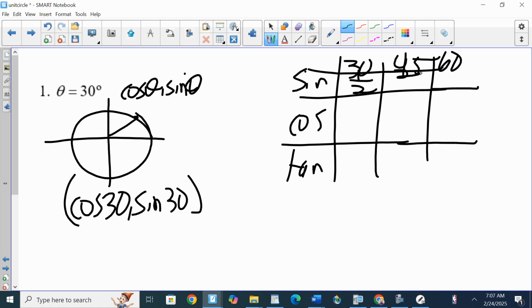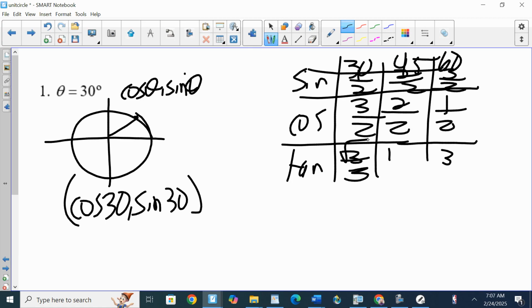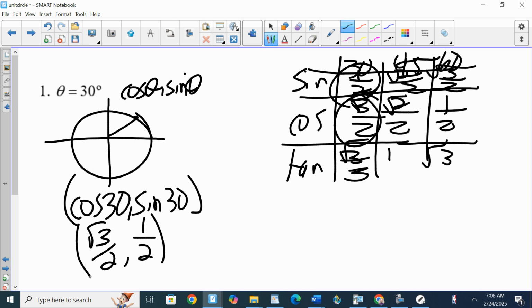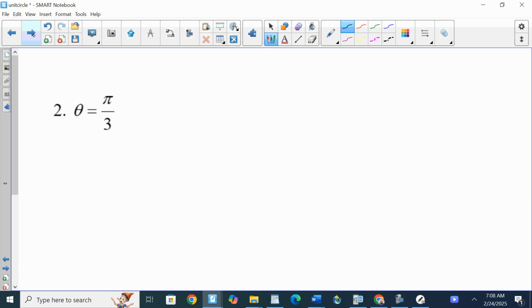Cosine of 30 is radical 3 over 2. Sine of 30 is 1/2. There's no QSFR to do because we're in quadrant 1. So if it's not in quadrant 1, we're just doing what we did in the previous lesson, in the QSFR lesson, twice. So let's do one like that.